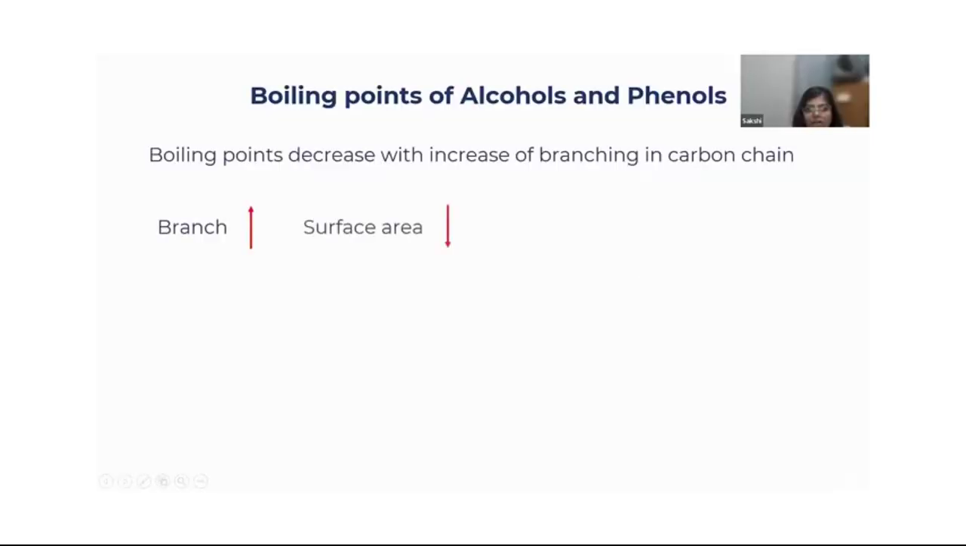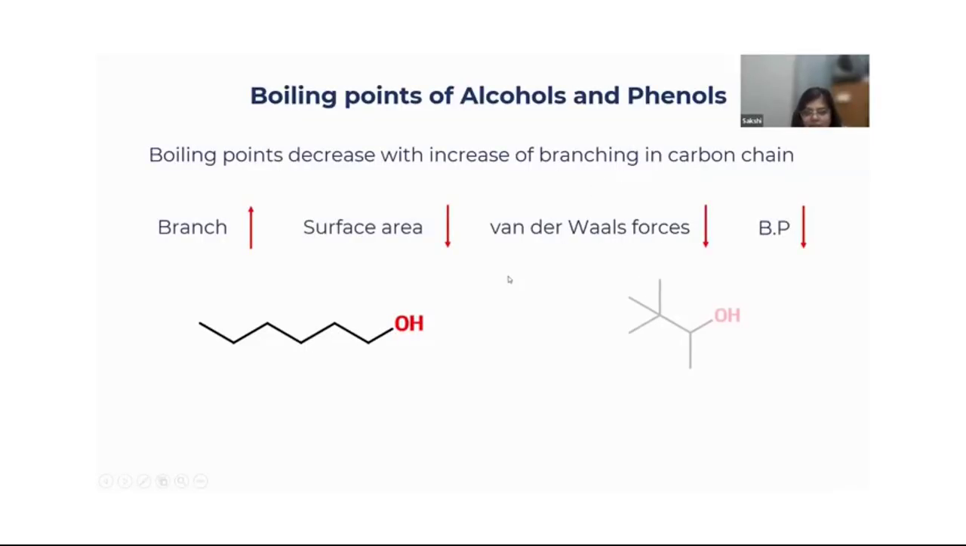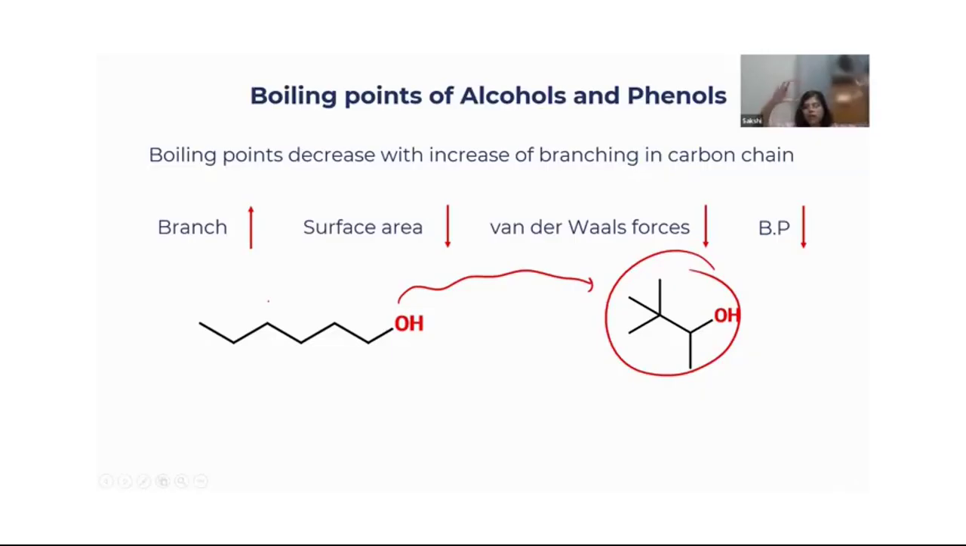With branching, now what happens with branching? Let's say this is branching. With branching, surface area reduces, right? Can you see the surface area? It reduces. Basically, here the surface area is more spread out in case of a linear chain. But when I'm making a branch, I have kept the number of carbon atoms the same. If I'm making a branch, the surface area reduces. This reduces the van der Waals forces, and this also reduces the boiling point, right? So boiling point decreases with the increase of branching, okay?